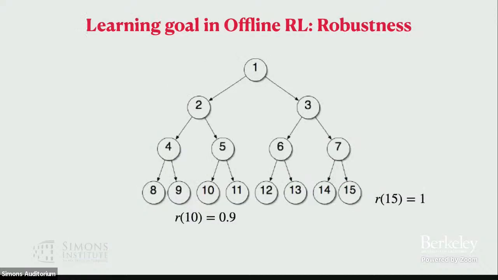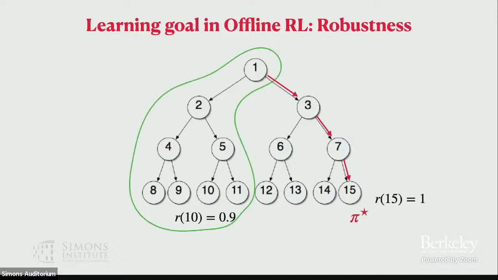Let's look at this particular simple example. This is a binary tree. Everything is a deterministic transition. I have rewards 0 everywhere on this tree except the 2 leaf nodes. I have reward 0.9 on state 10, and reward 1 on state 15. So obviously the optimal path goes along this direction; the optimal path will pick reward 1.